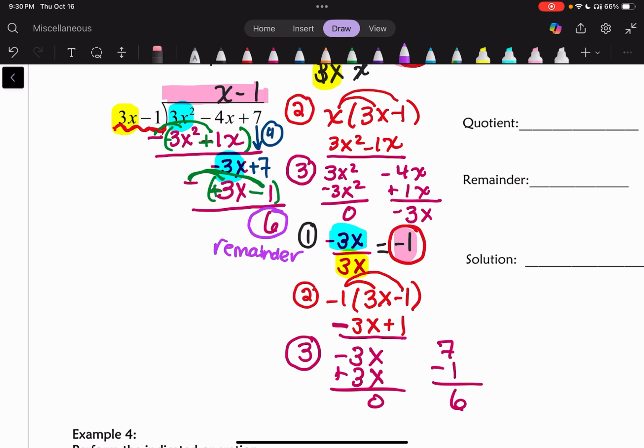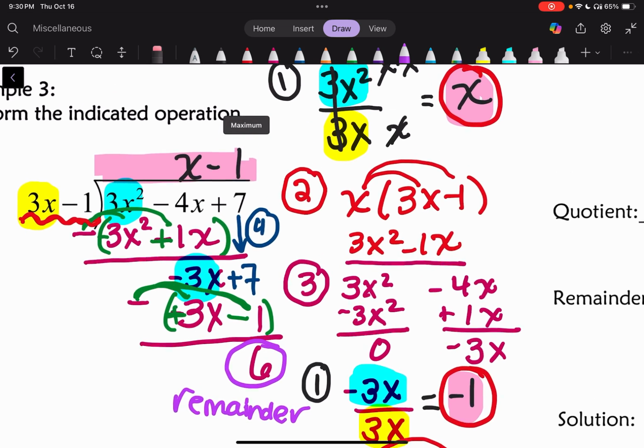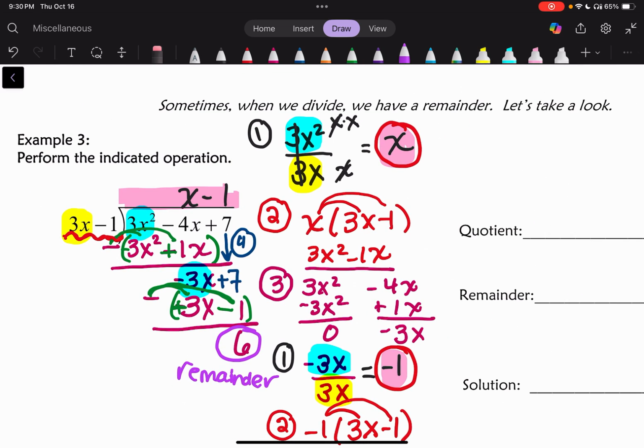It's our remainder. So there's a fancy way to write this answer. Right up here on top of the house, you are going to put this 6, and because that is what is left over out of the divisor right here, you're just going to put that 3x minus 1. That is part of your answer.